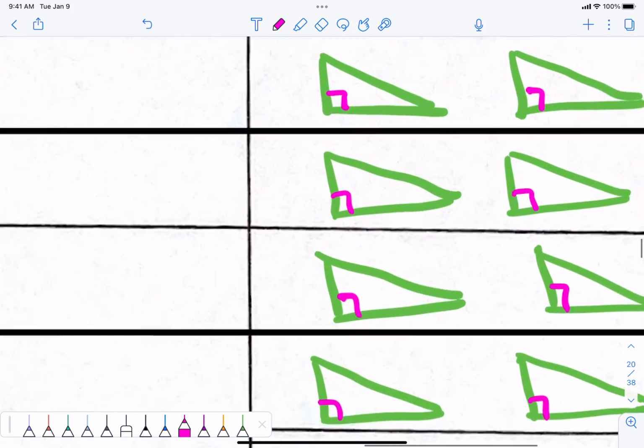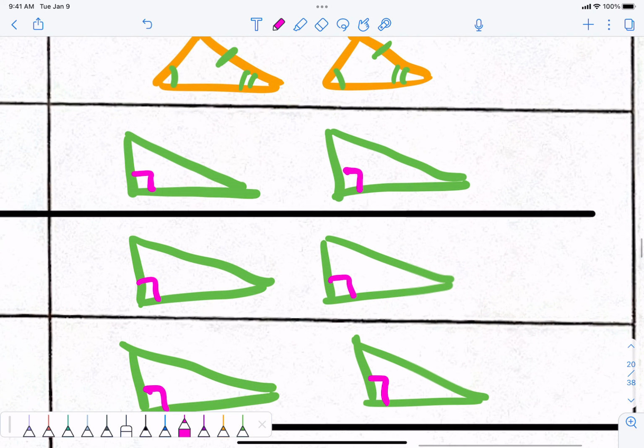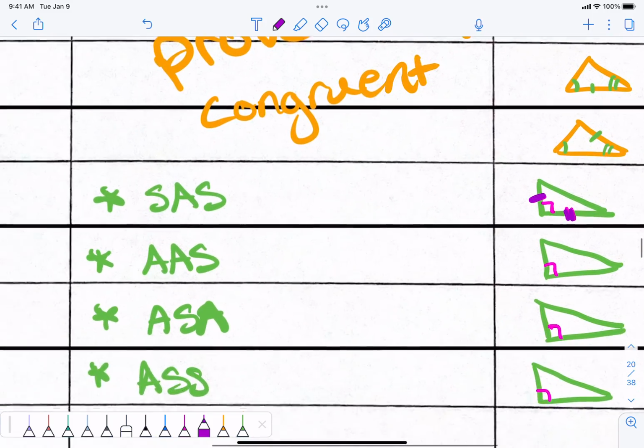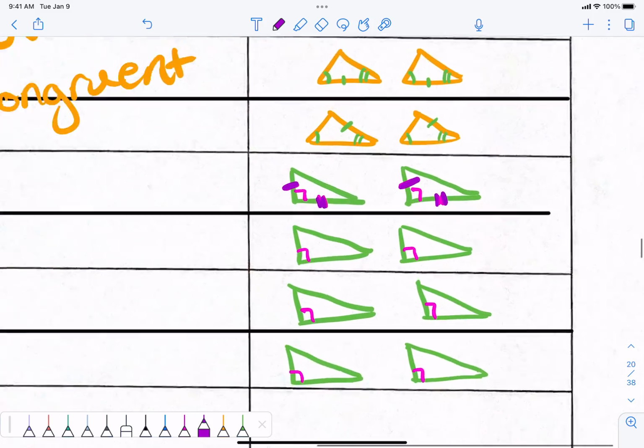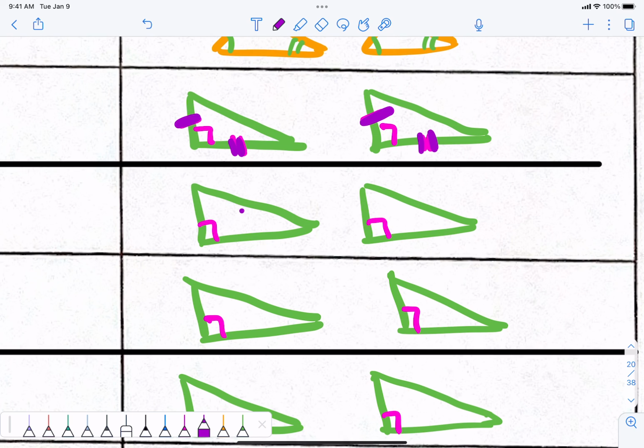Okay, so leg. The two legs are which ones? Bottom and right. Right is this one. Bottom is this one. Let me use a different color for those. Those are the two legs. Next one, hypotenuse angle. Okay, the hypotenuse is this guy.